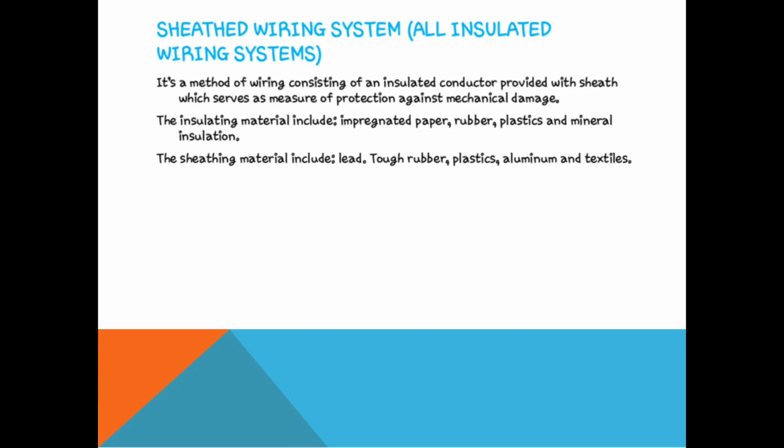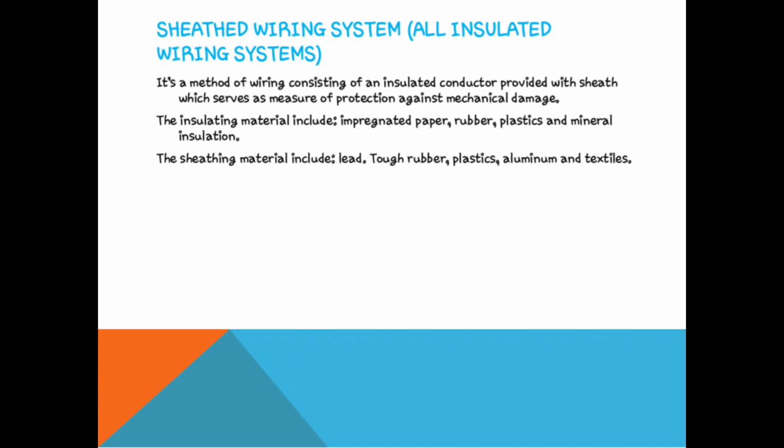Under wiring systems, we have different types of wiring systems. We are going to discuss a few types. First we are going to see the sheeted wiring system, which has subdivisions. We have a number of them, and we will discuss a few types of sheeted wiring system. The sheeted wiring system is also known as the all insulated wiring system.